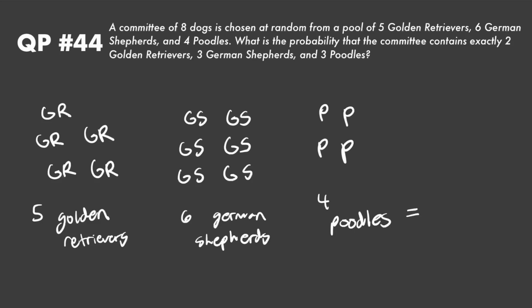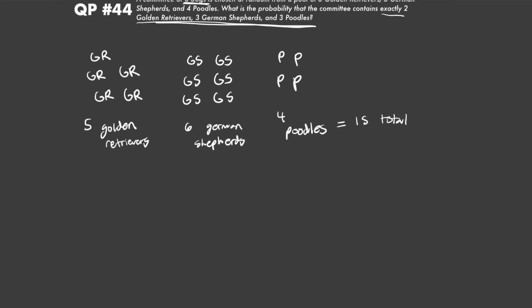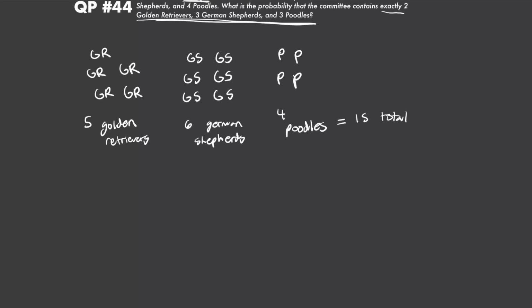And when we add all these dogs up, that gives us 15 total dogs. So we know that when we're solving any counting problem, basically the probability of something is just going to be the number of outcomes that satisfy our condition divided by the number of total possible outcomes, right? So what exactly are our total outcomes? Well, we have 15 total dogs and we're choosing 8 for our committee. So our answer is just going to be 15 choose 8.